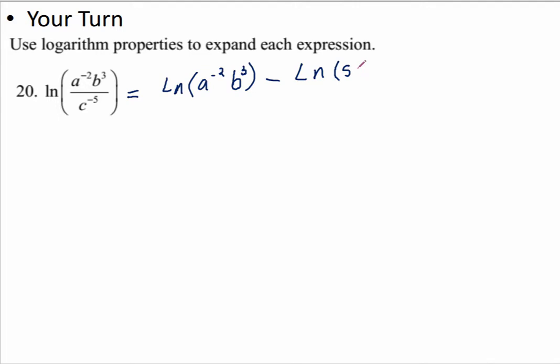Come on, we can do this. Oh, come on. There we go. Getting the right keys always helps. Of c to the negative 5. There we go.